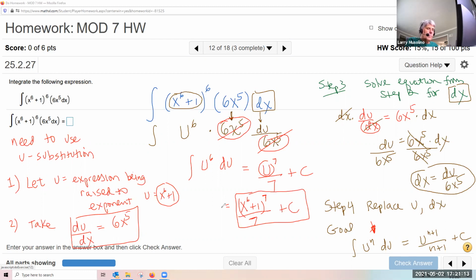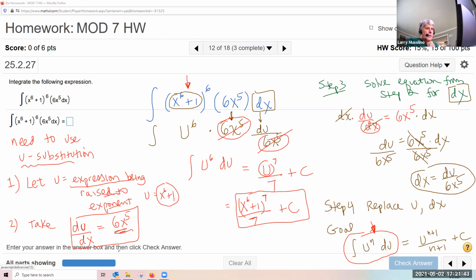All right, folks, so this is a little bit of a complicated process because we had to try to make the integral they gave us look like the integral of u to the n du. To do that, you can use a method called u substitution. You let u be the expression being raised to an exponent. In our example, u was x to the 6 plus 1. Then you take the derivative of u with respect to x. We got 6x to the 5.